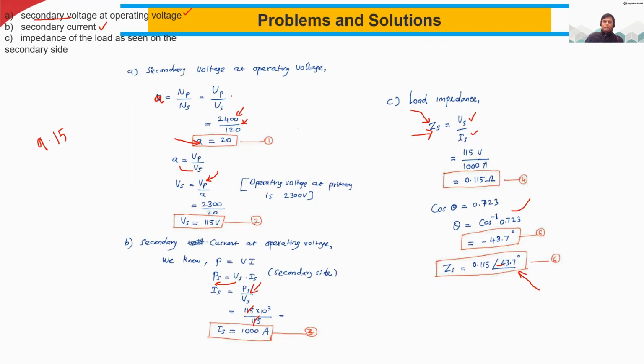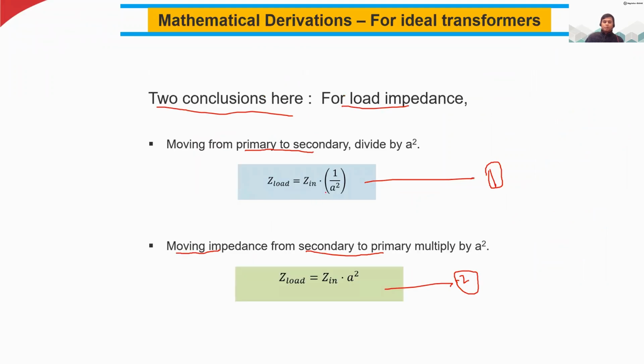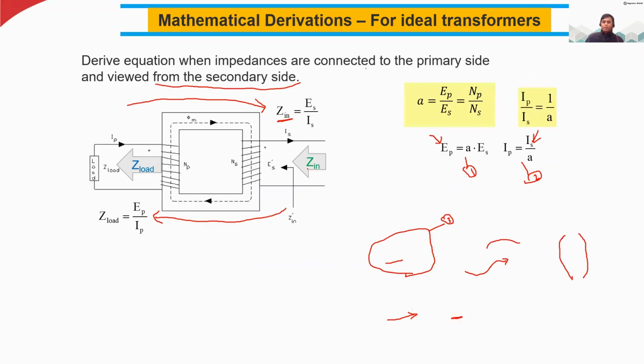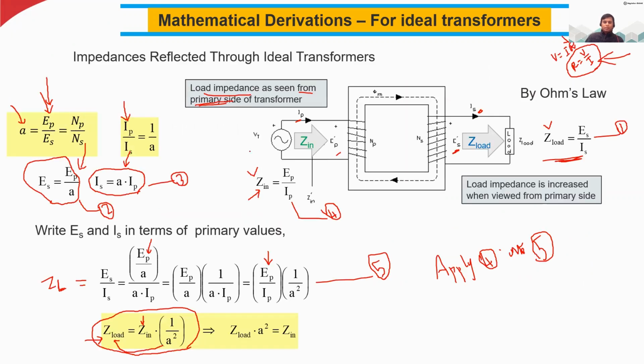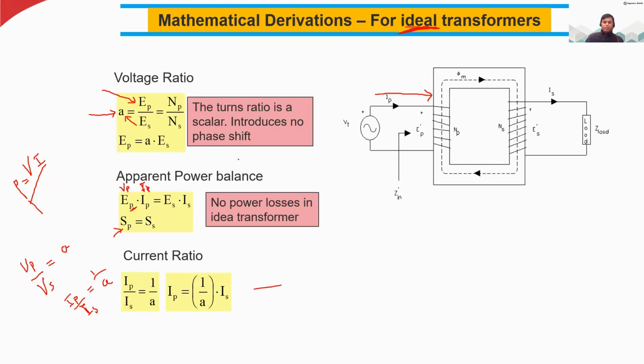So what we have done here is we just used simple formulas. We derived some formulas. We derived this load impedance value as seen from primary to secondary and from secondary to primary. And we are applying this, and also we know other basic equations, that is the turns ratio in terms of voltage, and the turns ratio in terms of current. And yeah, that's all, I think, nothing else. And we are using those equations to make some calculations.